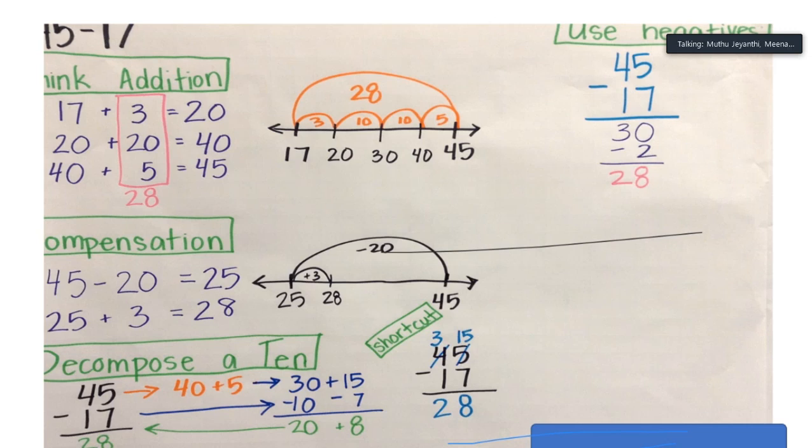45 minus 17, he has decomposed both. But when he decomposed 40 plus 5, he sees that he cannot take away 7 ones from 5 ones. So he further decomposes it to 30 plus 15 and then takes away 7 ones and 1 ten. So now he very well understands that what he is doing is a shortcut. The standard algorithm is a shortcut.